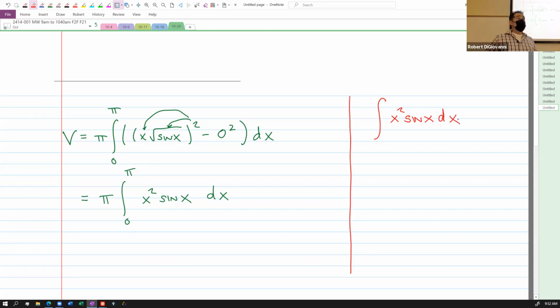I'm going to do the indefinite integral, get the answer, then I'm going to come back over here and do the definite integral. So if we do integration by parts, what's our u and dv going to be? U is x squared, good. dv will be the sine x dx. Du will be 2x dx, and v will be negative cosine of x.